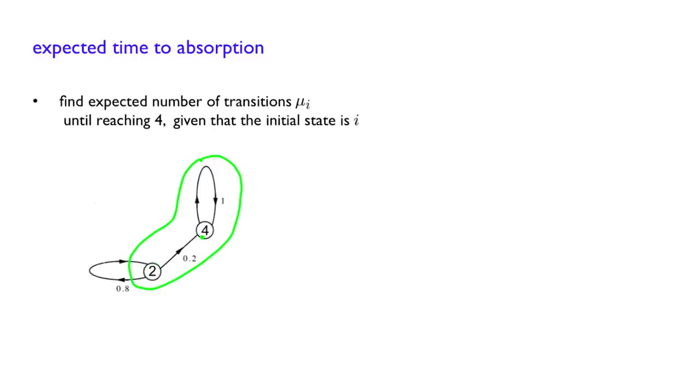Well, we know what it is. This is a geometric random variable with the probability of success, success being going to 4, of 0.2. So the expected number of trials starting from 2 that you will have to go through until you reach 4 will be 1 over this probability. So 1 over 0.2, which is 5.